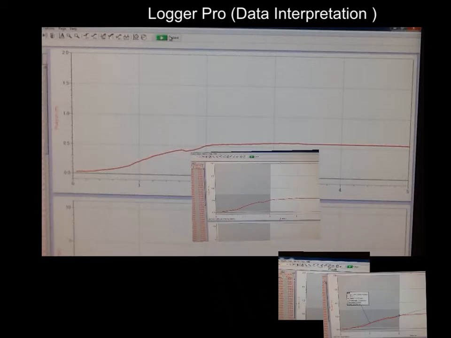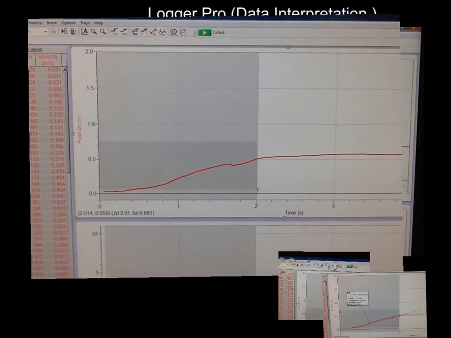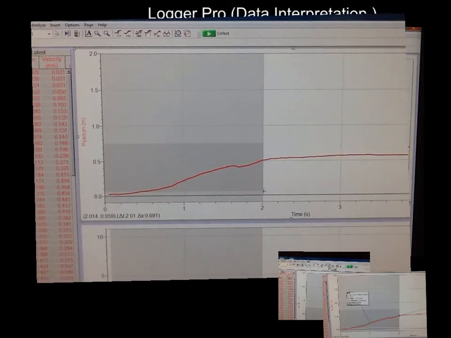Now the first thing would be, whatever region I'm interested in, I would have to click with my little cursor, which you can see down here, and then I would click and drag so that my area of interest would be highlighted gray. What this does is it tells Logger Pro, hey, I only care about taking the slope of this part of the graph. I'm not worried about anything that happened out here.